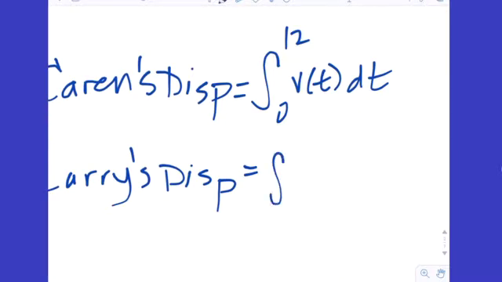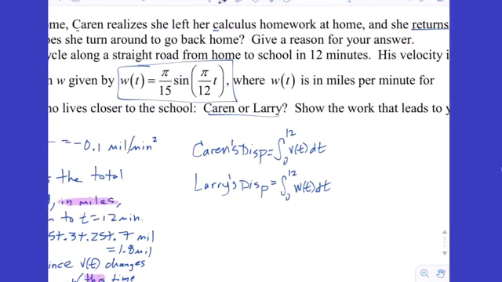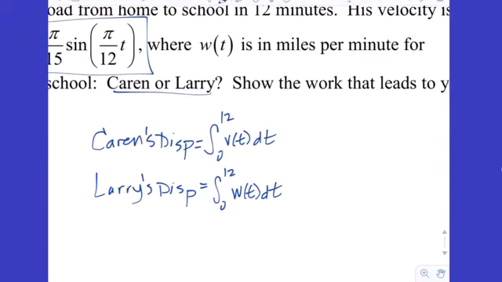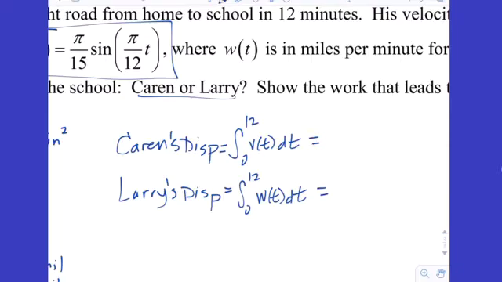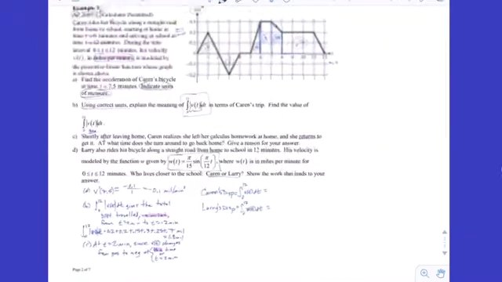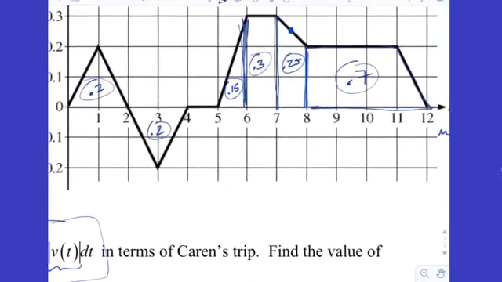For Larry, it's 0 to 12. He has a special name for his. It's w of t. So you don't even have to write the expression pi 15th sine of pi 12th t right here. You certainly can, but it's a calculator question. And because it has a distinctive name, you can give it the distinctive name. And now all we've got to do is compute these. So can we just import our answer from part B for Karen's? No, we can't. Now it's a matter of showing the work, but this time sign matters.